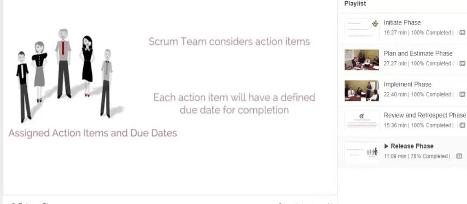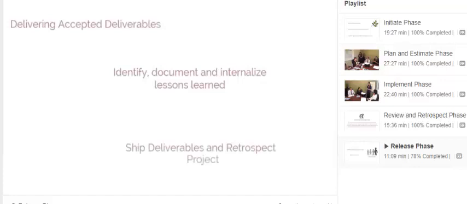Before we wind up, let's have a quick recap of what we've learned in the release phase. The release phase emphasizes delivering the accepted deliverables to the customer and identifying, documenting, and internalizing the lessons learned during the project. This phase consists of two processes, namely ship deliverables and retrospect project.